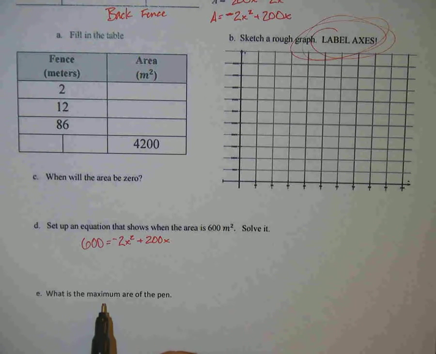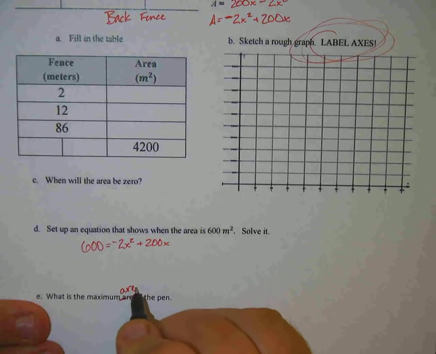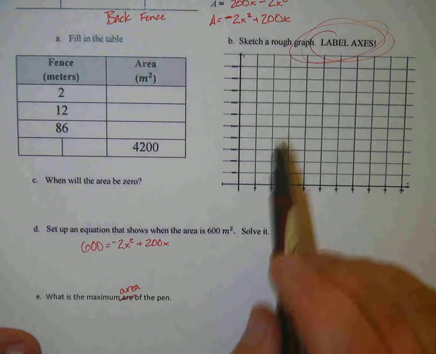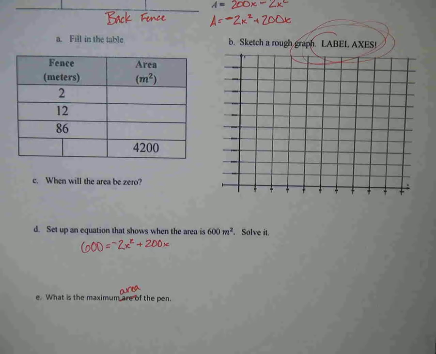And then the last one, what is the maximum area of the pen? Typo, we deal with typos all the time. So what is the maximum area of the pen? Your graph could help you out with that, or just you using your logic could do that as well. I want to see what you guys can do on these.